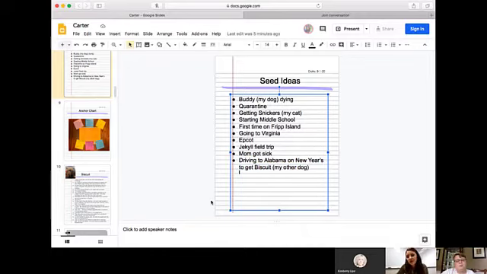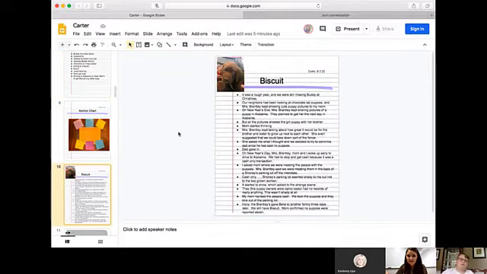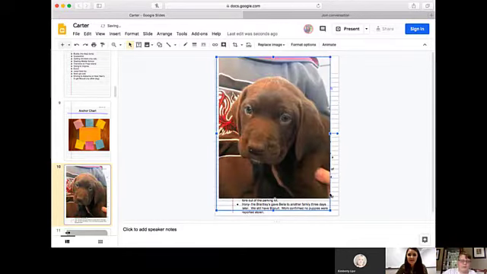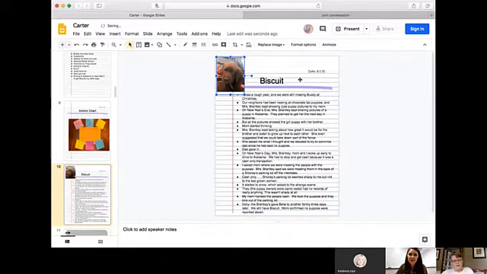So can you show me how you've been doing a little bit of this work, really zooming into setting and details in this story, driving to Alabama on New Year's to get Biscuit? Okay, so here's a little picture of him. Oh, so sweet.